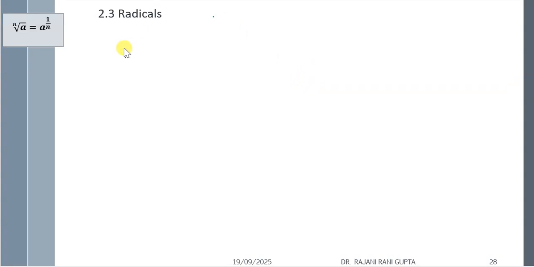Hello everyone. In this video we will talk about radicals, or you can say the nth root of a number. So what it means: suppose you have b power n is equal to a. If you want to find the value of b, it will be a power 1 over n. So when we say it, we say that b is an nth root of a.